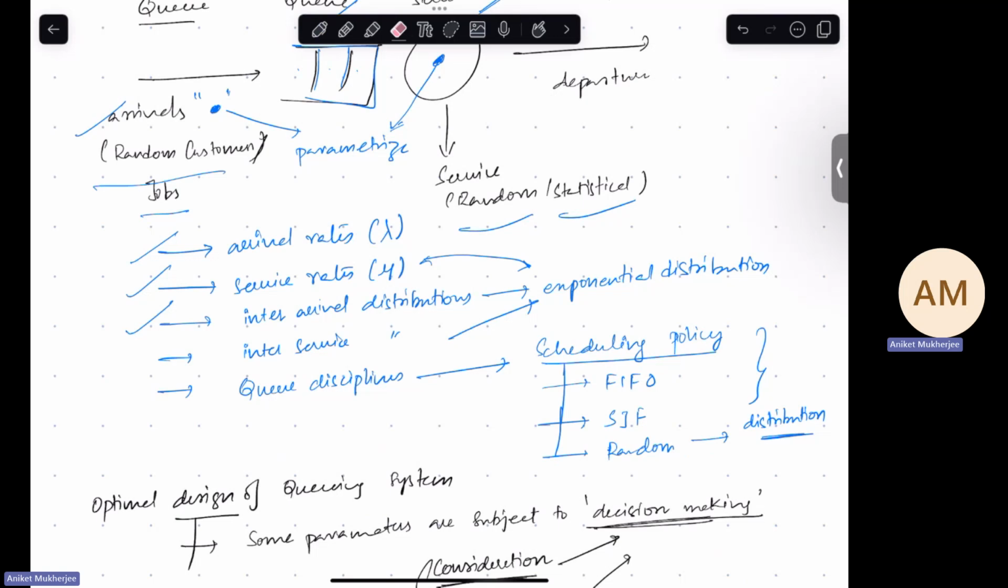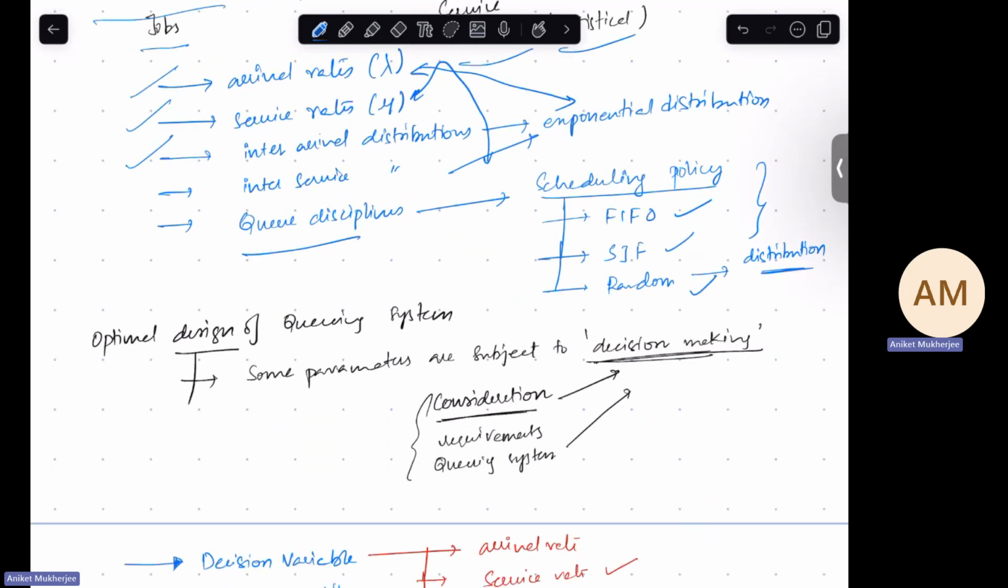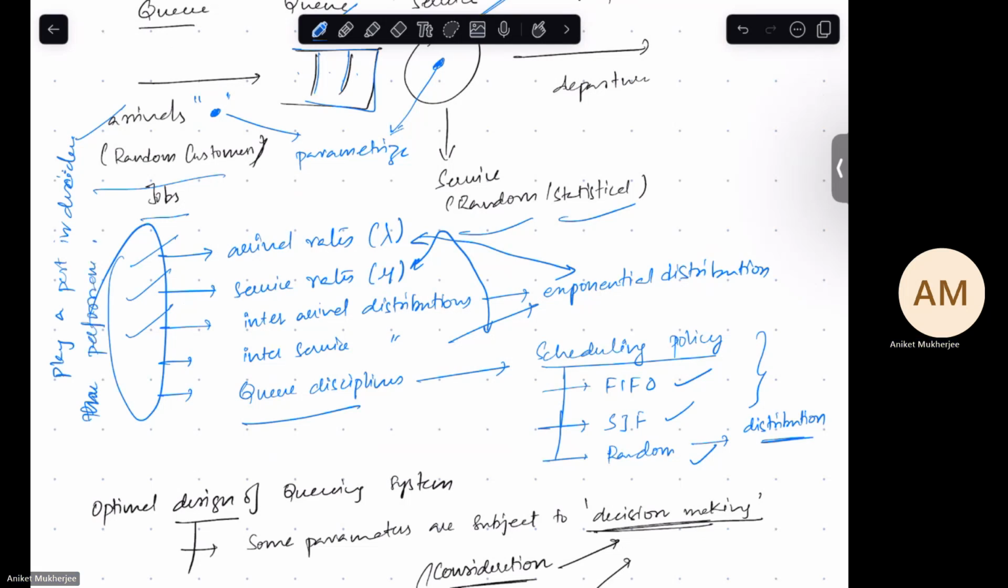The inter-arrival distribution is denoted by a parameter lambda. The service distribution is given by mu. And then the queuing discipline: is it first in first out? Is it shortest job first, or is it something else, some random distribution where you pick some customer randomly out of the queue and serve it first? All of these play a part in deciding the performance of the queue, right?